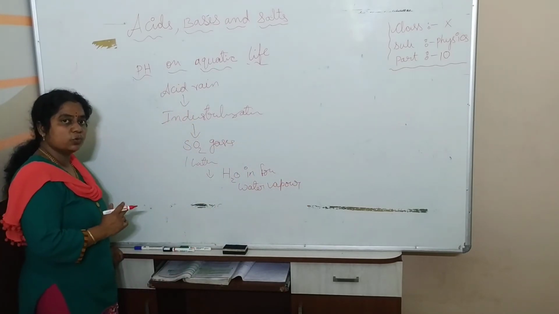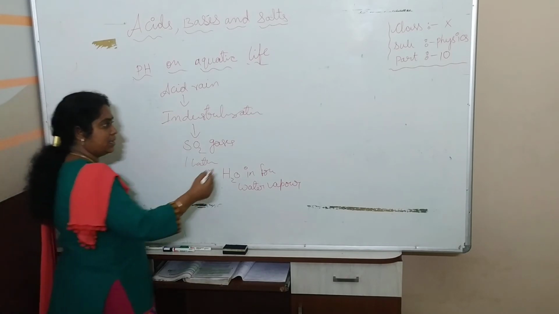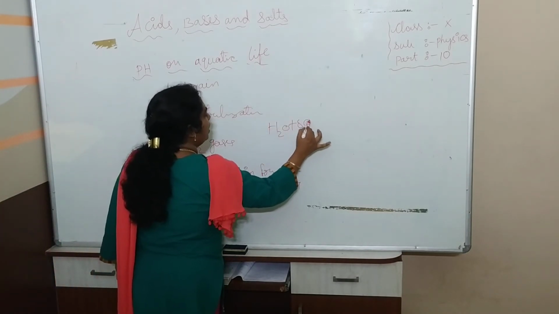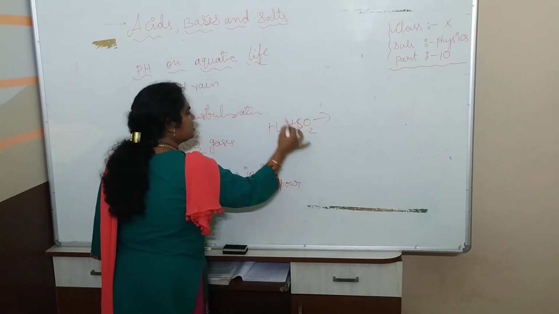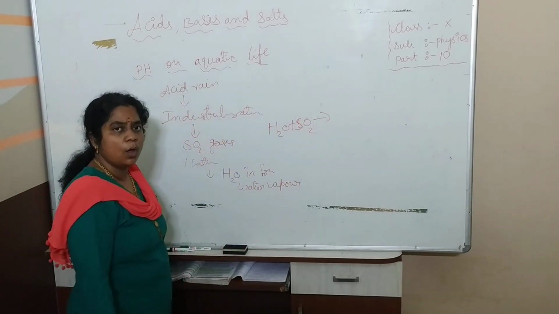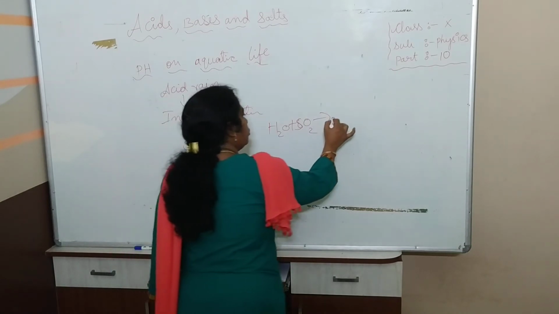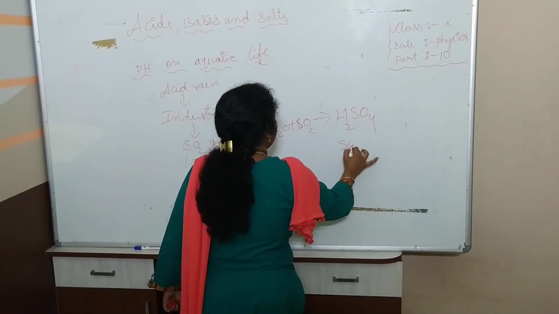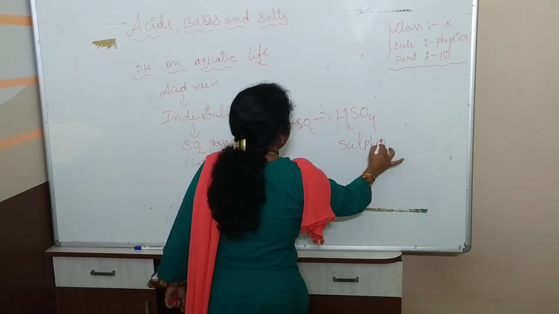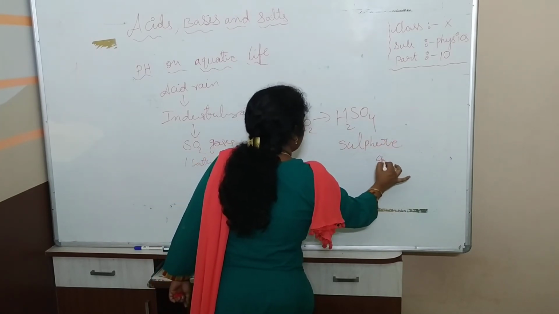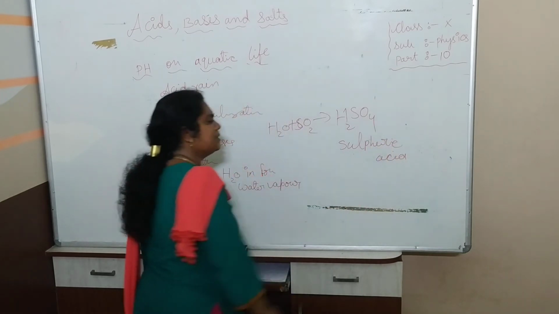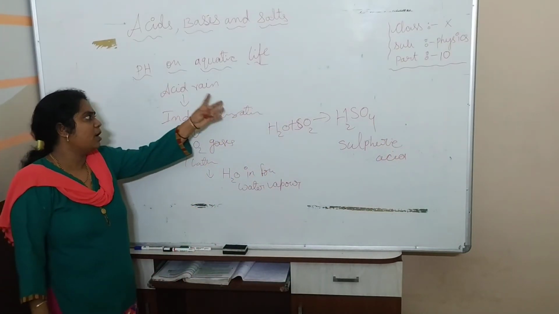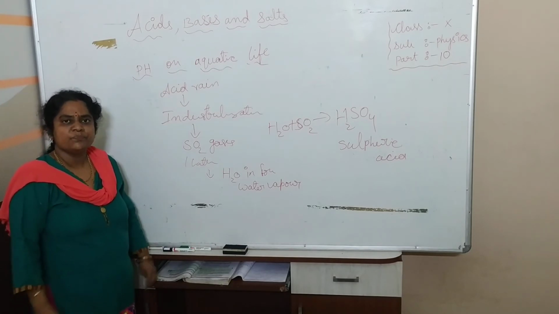What is happening to this water vapor and sulfur dioxide? When this sulfur dioxide reacts with water vapor, it will produce H2SO4, sulfuric acid. So, at the time of rain, this sulfuric acid will mix with the water and fall in the form of acid rain.